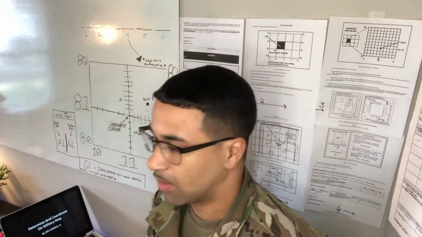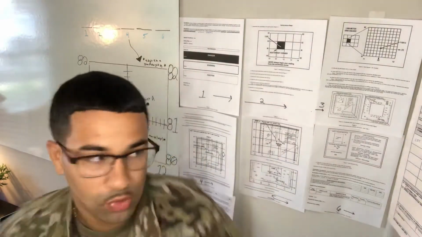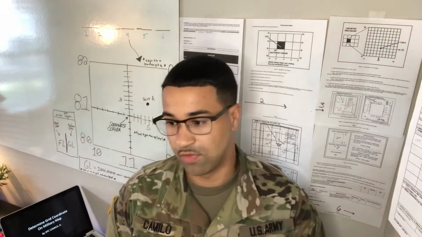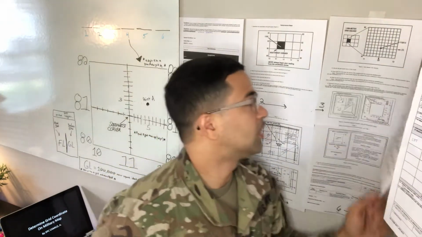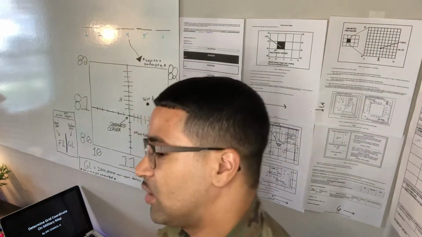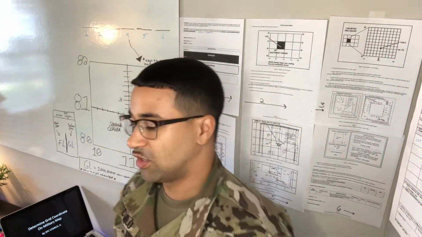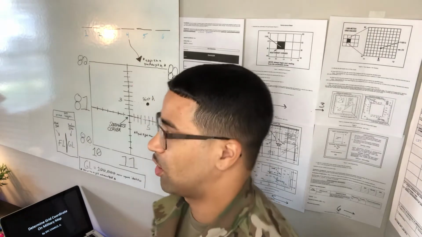As you can see behind me, I do have the Deliberate Risk Assessment Worksheet, the DD Form 2977, which is right here, as well as the outline for today. The task will be to, like I said, determine the coordinate on a military map.